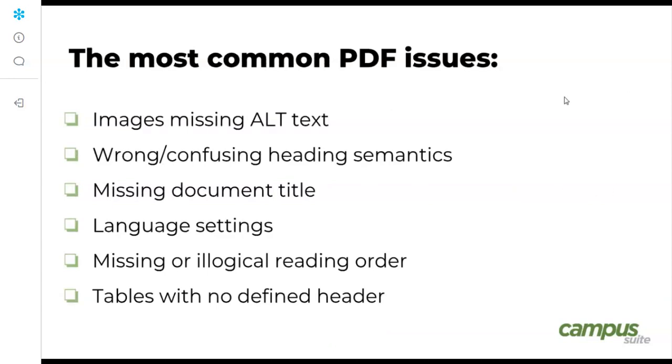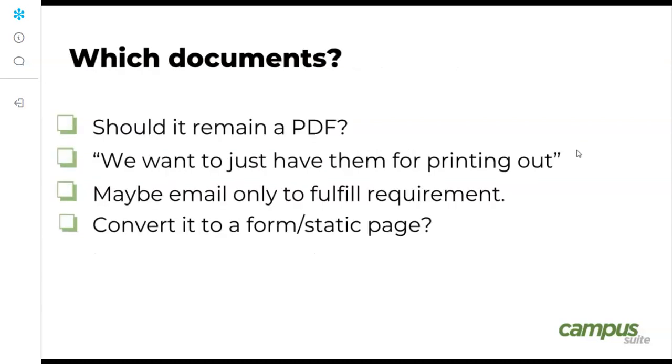Here are some of the most common PDF issues. Images missing their alt text, wrong or confusing heading semantics, that has to do with your H1s and H2s on the pages, missing document titles, language settings not being specified, missing or illogical reading order, that is when they use the tab key to go from one paragraph to the next, or one link to the next, or one menu item to the next. It's tabbing in a logical order. And tables with no defined header. There are other issues too, but these are the most common, and we'll go over some more examples shortly. Having a standardized process in place at your school will help avoid many of these common issues.